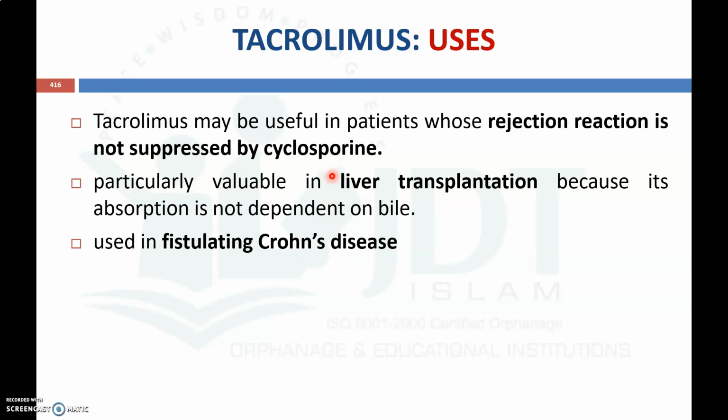And these are mainly used in patients for graft rejection or transplant rejection which is not suppressed by cyclosporine. Usually we prefer cyclosporine. If immunosuppression does not occur with cyclosporine, we have to use tacrolimus. And this is particularly valuable in liver transplantation because its absorption does not depend on bile, and it can also be used in fistulating Crohn's disease.